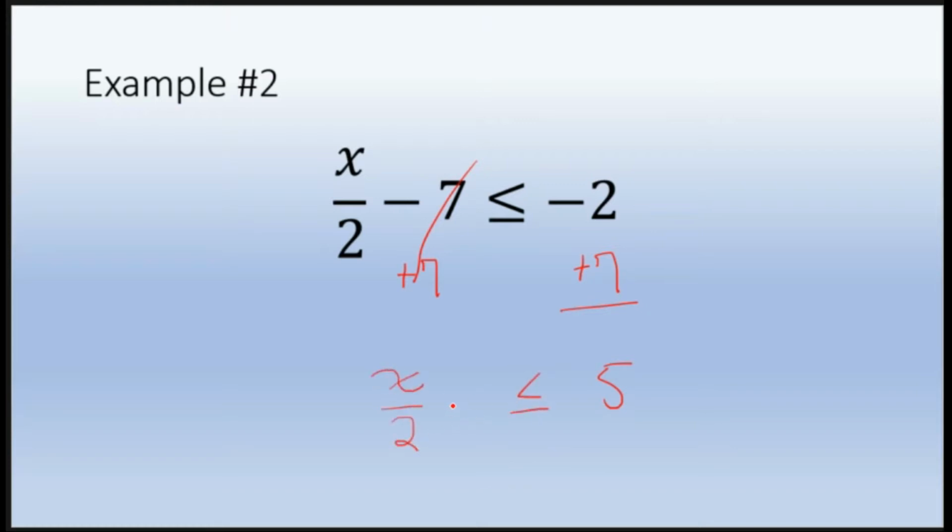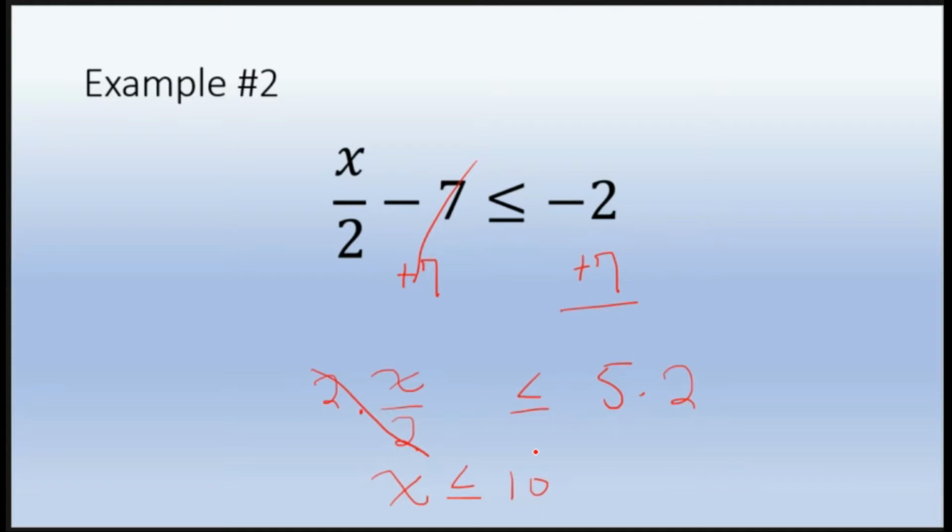Okay, so now all I have is division. To get rid of division, we need to multiply. To get rid of the 2 on the bottom, I'm going to multiply by a 2 on the top. Those 2's cancel each other out, leaving me with x is less than or equal to, make sure I do things to both sides, 5 times 2 is 10.